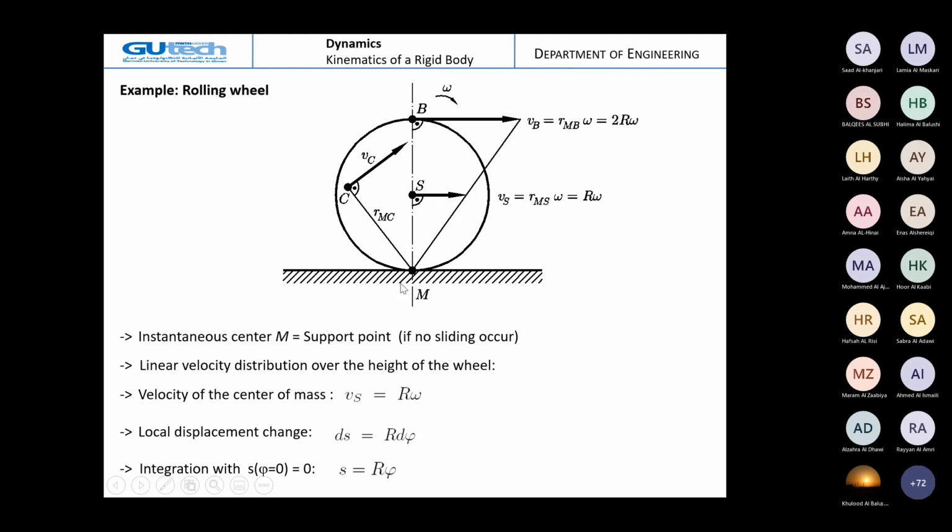Why? Here is the diameter. Okay, local displacements change. Then we have the S. It's only R dφ. Integration with S for phi equal to 0 at the rest here. For phi equal to 0, the distance is equal to 0. Then in this case, we have R phi.